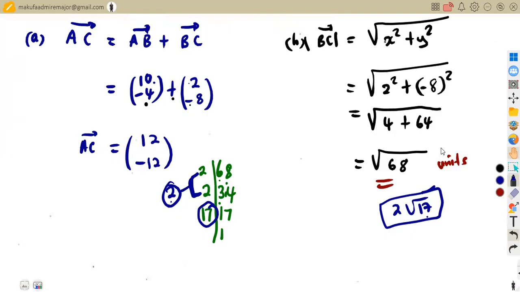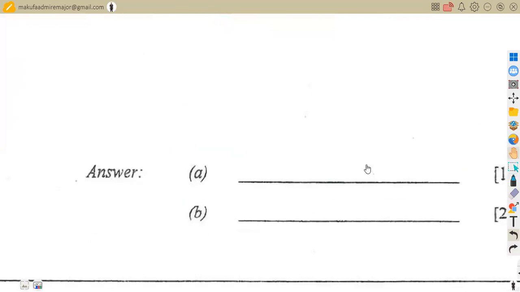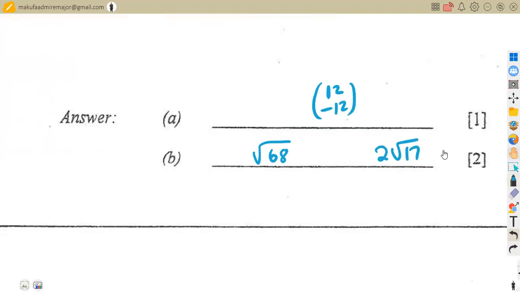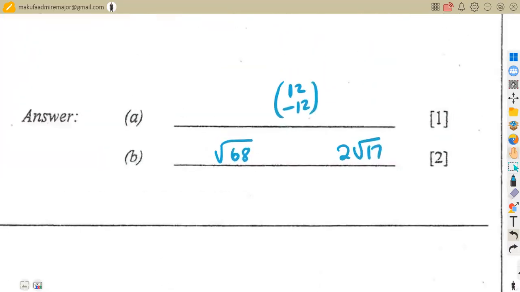A pair of a certain number. So that was the idea of our question. So meaning to say here, that was just 1 mark and 1 mark. So you're just going to write your answers, 12 minus 12 in this case. Then on this part, we got the square root of 68, or they can give even this as 2 square root of 17. So it's going to depend on how the answers are being presented in your final presentation.